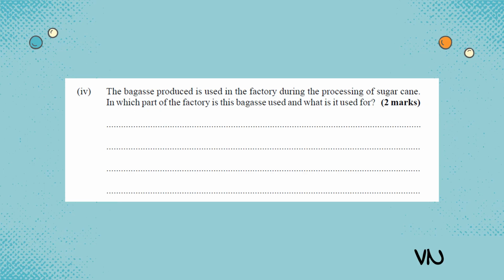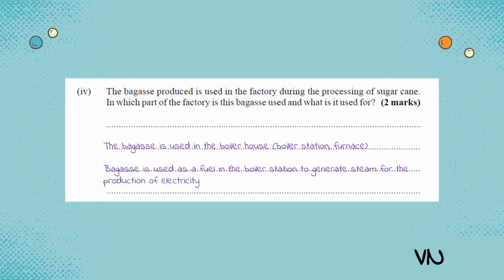Part 4 of the question says that the bagasse produced in the factory during the processing of sugarcane is used in the factory. In which part of the factory is this bagasse used, and what is it used for?